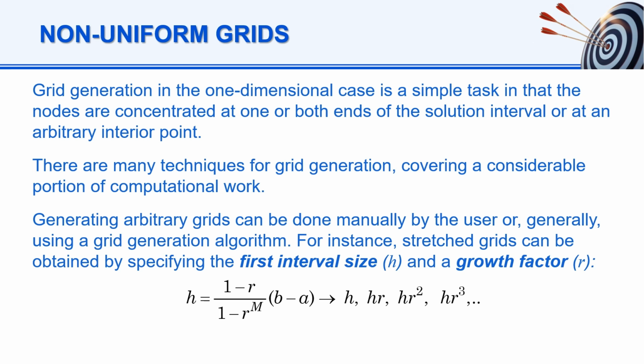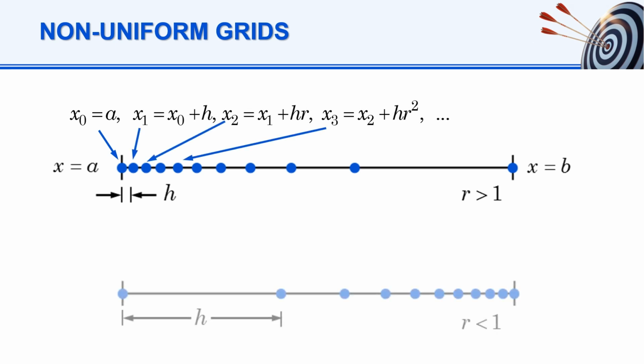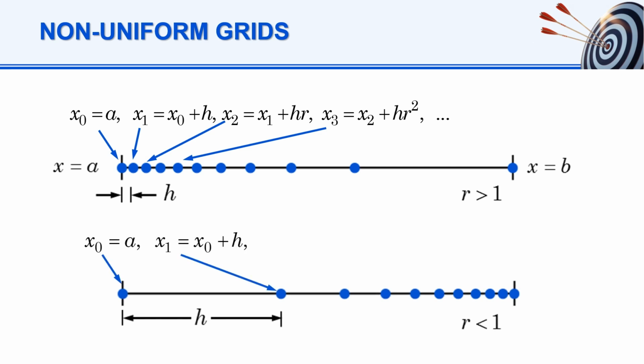For instance, stretched grids can be obtained by specifying the first interval size, h, and a growth factor, r. This avenue of specifying non-uniform grids increases the computational burden. In this illustration, the grid points are spaced apart with distances that grow according to a geometric series for r greater than 1. For r less than 1, the grid points are spaced apart with distances that decrease according to a geometric series, leading to nodes concentrated at the right side.